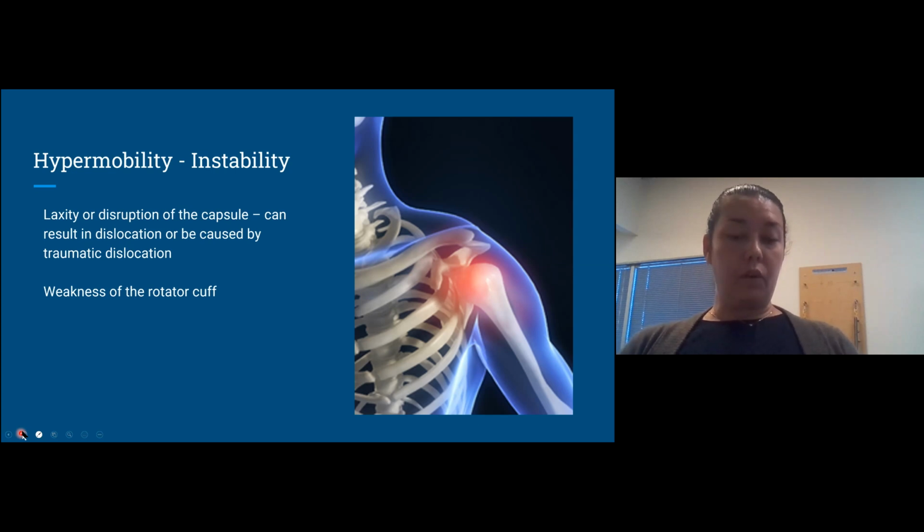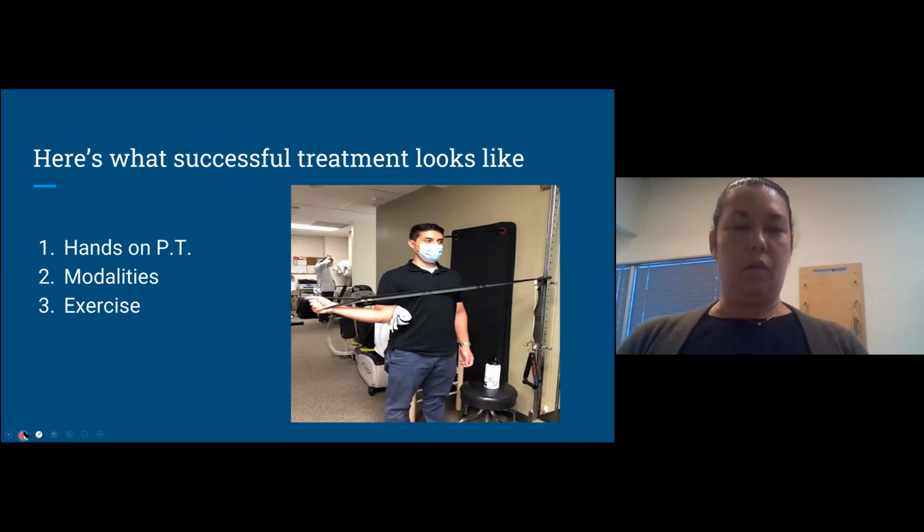So, how do we handle or treat these disorders, and what does successful, non-invasive, conservative treatment look like? Well, it looks like Byron doing exercise. The first successful treatment could include hands-on physical therapy, or as we call it, manual therapy.